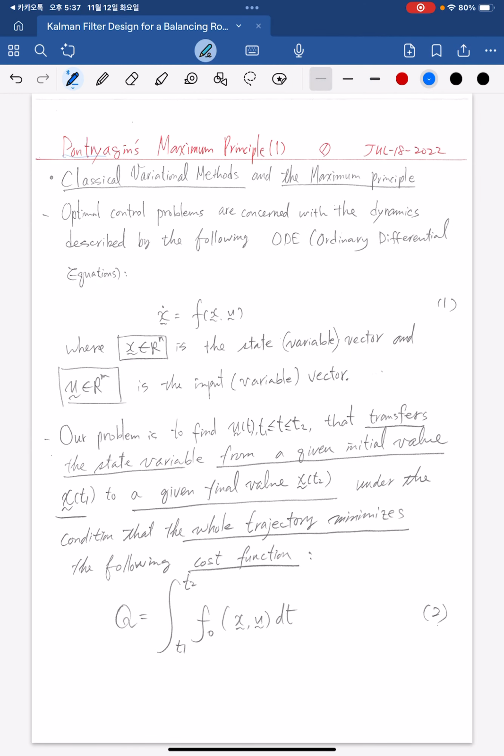이번 동영상은 Pontryagin's maximum principle에 대한 강좌를 시작하도록 하겠습니다. Classical variation method and the maximum principle.